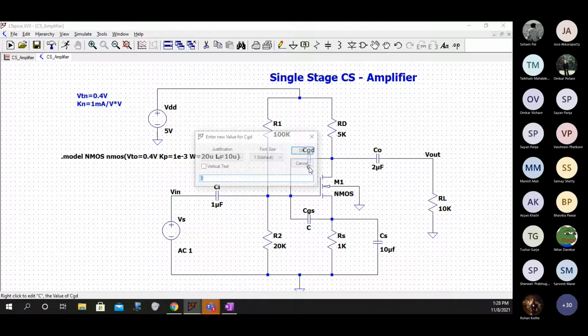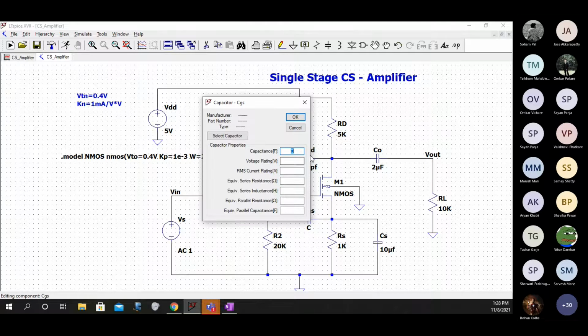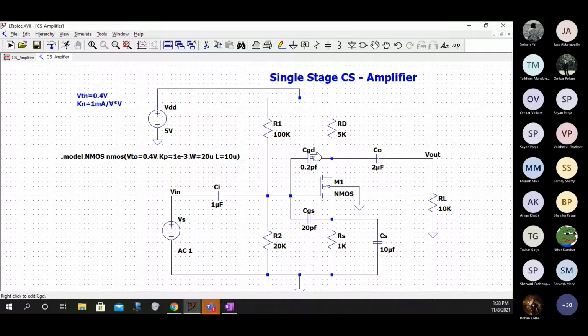And here the value of CGD and CGS is somewhat in this range, so you can keep it as 0.2 picofarads, and here you can keep it as, let's say, 20. Now we are entering these values in the simulation because we want to vary this and check how my high frequency response gets affected. So first you will put these two capacitors here and then simulate.